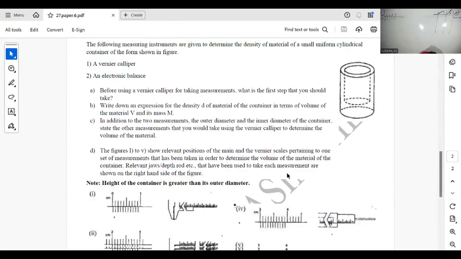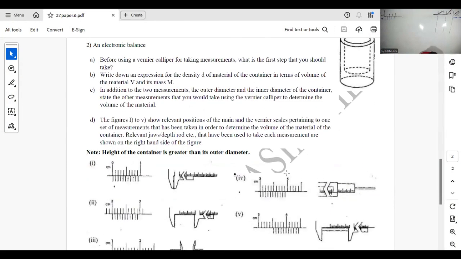According to the first diagram, you can identify that the main scale is calibrated in millimeters, and 9 millimeter divisions coincide with the vernier scale. There are 10 vernier divisions in the vernier scale, right? Then you can draw a simple diagram to identify the least count. Let me explain.